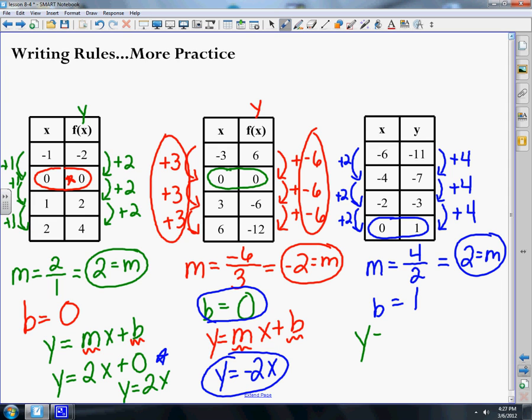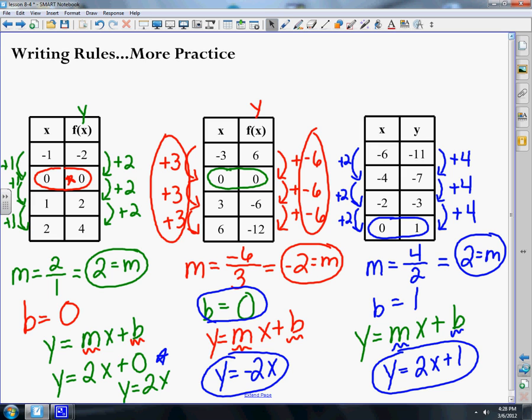So we're going to write our equation, y equals mx plus b, and we will substitute m, the slope, for m, and the y-intercept for b. So it's y equals 2x plus 1. This here is the equation for this table.